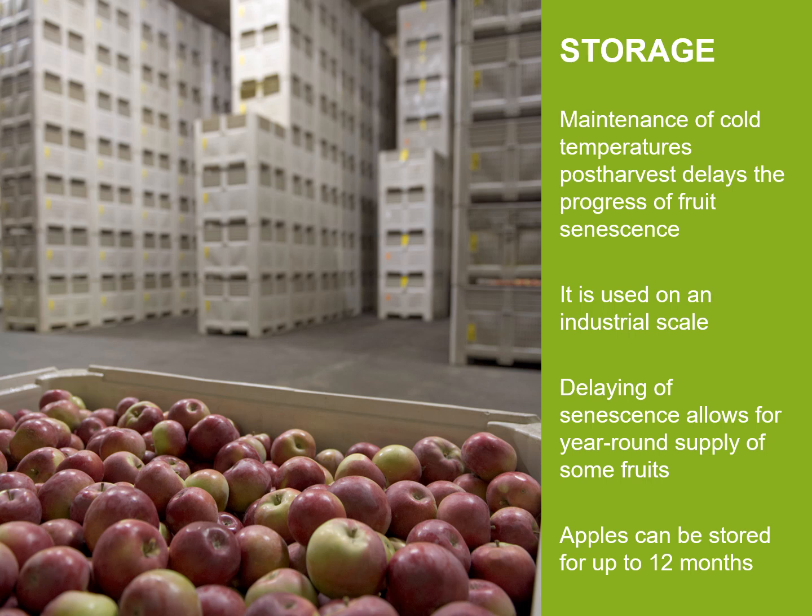So in this picture here you can see bins of apples stacked to the roof of a warehouse, and the typical storage period for apples is anywhere from 9 to 12 months. So often what we think of as being a fresh fruit supplied to our supermarket shelves is anything but. It's probably spent the best part of a year in a warehouse waiting to be sold.